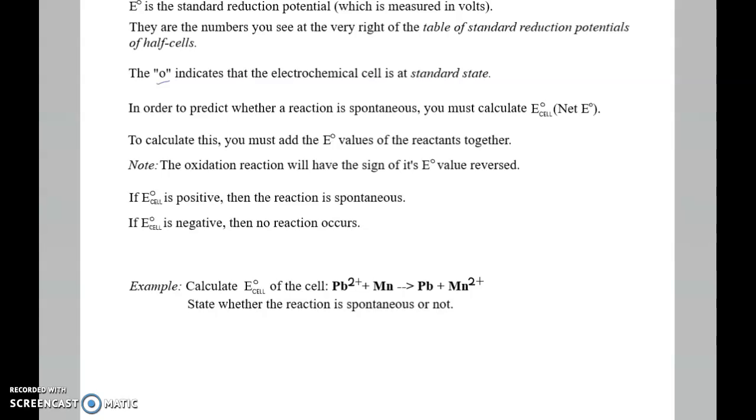Now, if you add the two values together and the resulting net potential is positive, then the reaction is spontaneous. If it is negative, then there is no reaction. And this is because if the net potential is negative, then you must put work into the system in order for the reaction to occur.